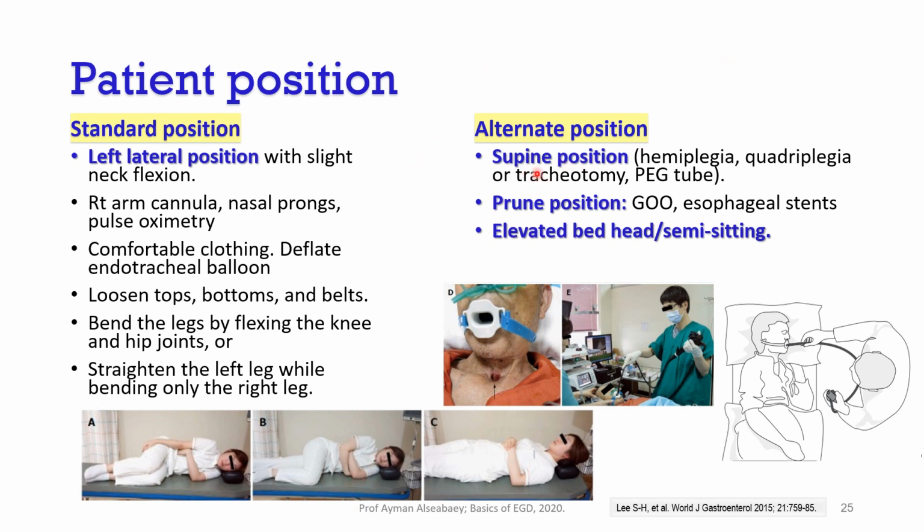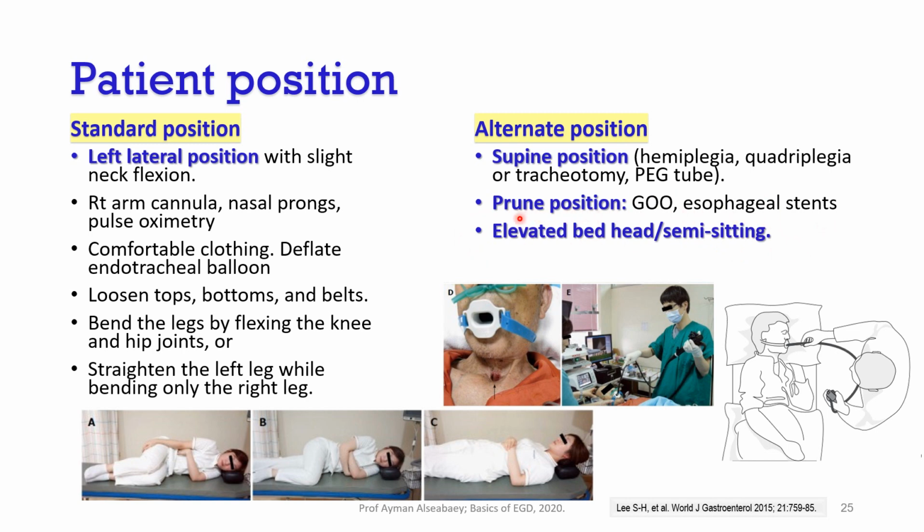There are alternative positions like the supine position, like in this image and like in this patient here. When to do the supine position? When the patient can't lie on his left side due to hemiplegia or quadriplegia, and during the fixation of a big tube, the patient should be supine. Also, the patient can be in the prone position, okay? In the prone position, you can use it during gastric outlet obstruction to compress the anterior abdominal wall and prevent looping of the endoscope. And during esophageal stent fixation, the patient also lies on his abdomen, so you can put a radiological mark on his back. Elevated bed head or sitting setting can be used, of course.